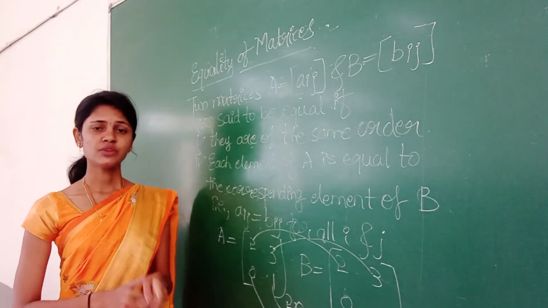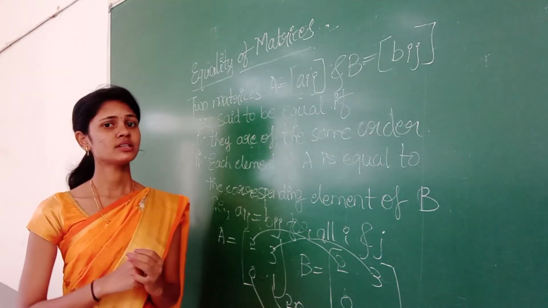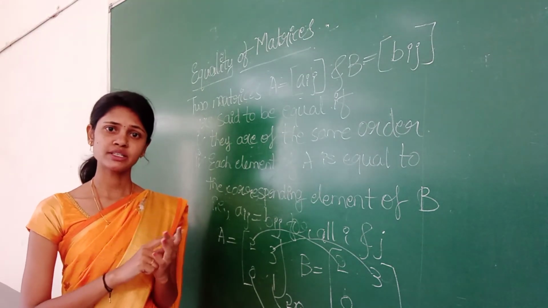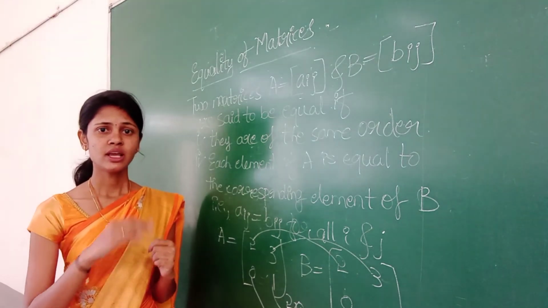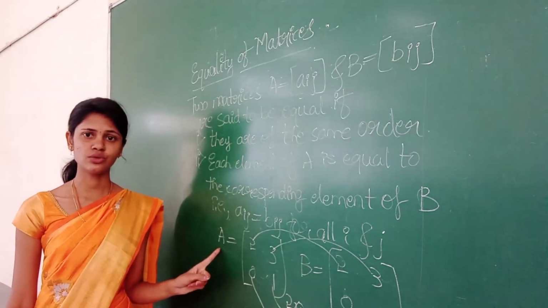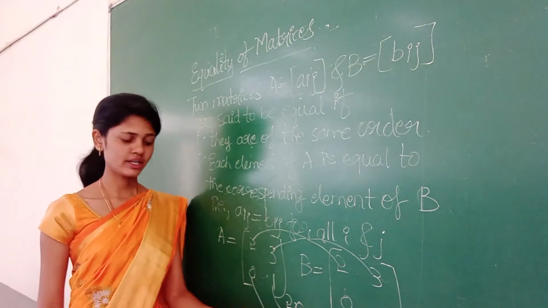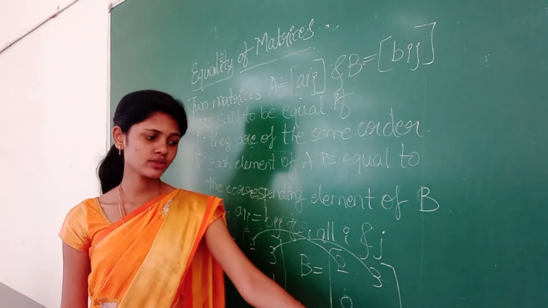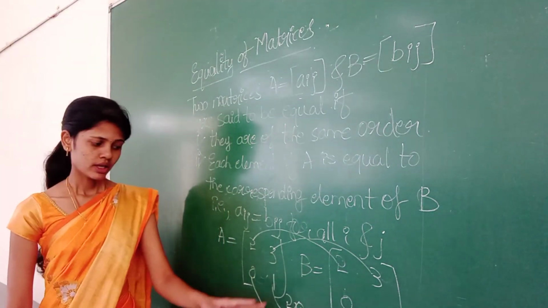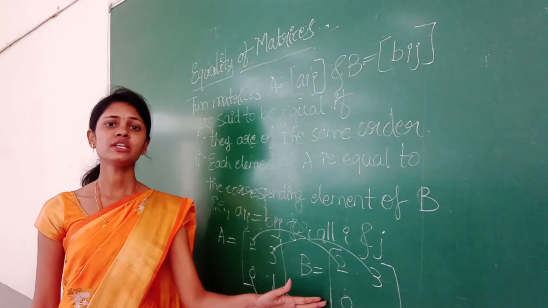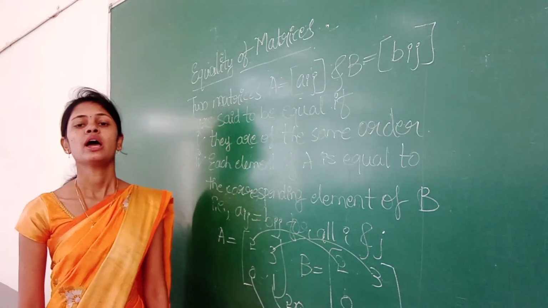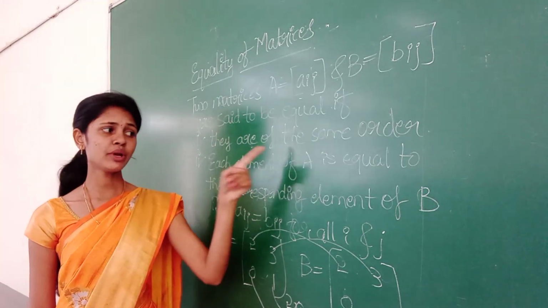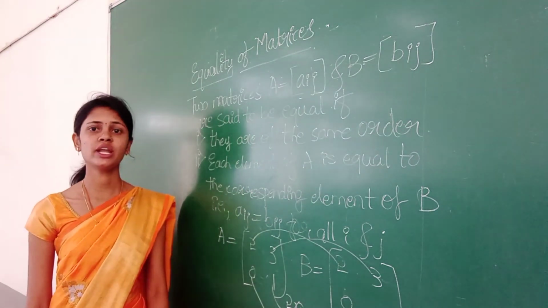That means if two matrices are of the same order, the elements in the first matrix must be equal to the elements in the second matrix. So if you consider A = [2 3; 0 1], it is a 2 cross 2 matrix. B = [2 3; 0 1] is also a 2 cross 2 matrix. So these two matrices are of the same order, that is 2 cross 2, and the second condition is that each element of A is equal to the corresponding element of B.